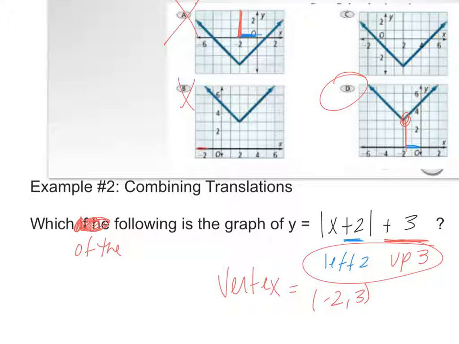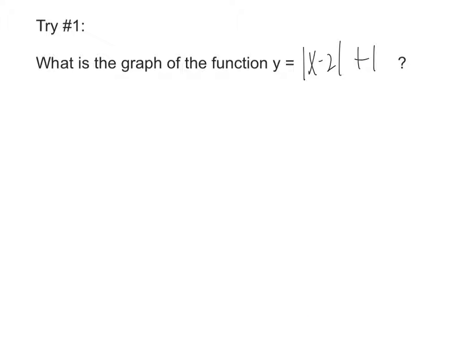All right, let's look at the next one. It says, what's the graph of the function y equals the absolute value of x minus 2 plus 1? Since we know the absolute value of x, the number negative 2 and the number positive 1 will tell us how it's going to shift left and right. So at least we can determine our vertex. Let's start there.